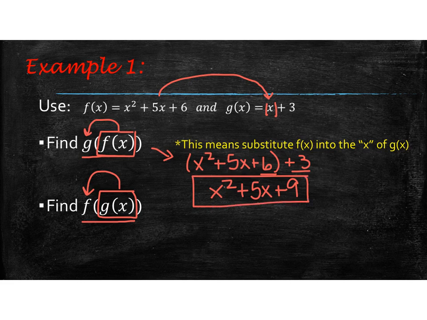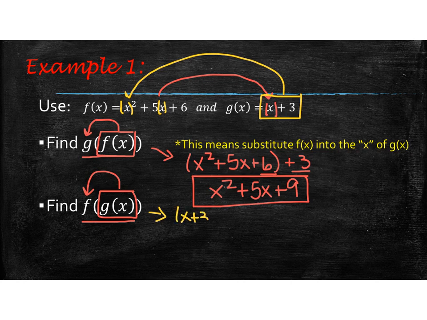Now for the second one, it's going to be a little more complicated. Now we're taking, let me change colors here. So now we're going to take this g function and we're going to plug it into the f function everywhere you see an x. So we're going to have to plug it in two places. So this is going to look like this. We're going to have x plus 3 squared plus 5 times x plus 3 and then plus 6.